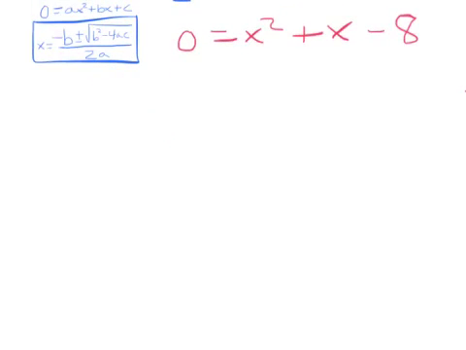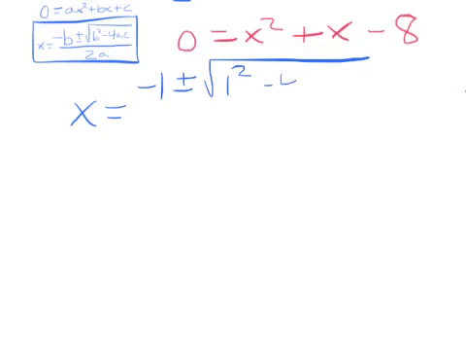Okay, remember we left off with this: 0 equals x squared plus x minus 8. It wasn't factorable, but we can use this equation to solve it. So we would write x equals negative b. Well, my b in this situation is the second term right here, and it's just 1, because there's no real number there. So we're going to write negative 1 plus or minus the square root of b squared, which is just 1 squared, minus 4 times a. And look, a is just 1.